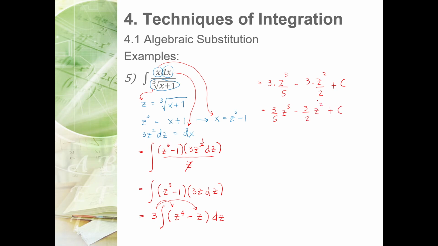plus c. So again, if you try to convert this one into its exponential format, x plus 1 raised to the power of 1/3. So 1/3 multiplied by 5 multiplied by 2. So our final answer would be 3/5 times x plus 1 raised to 5/3, then minus 3/2 x plus 1 raised to 2/3 plus c.